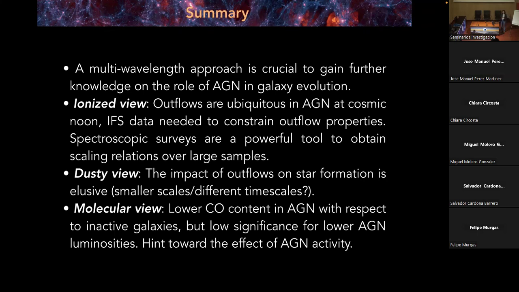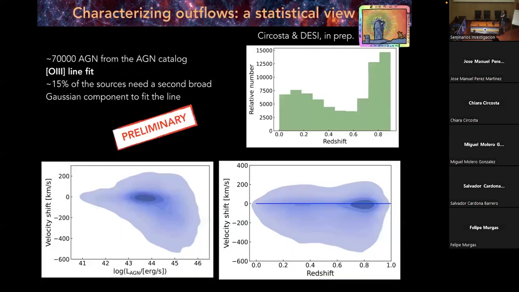Okay. Yes. And my second question is a curiosity. One of the last plots you showed there, the green one, with the distribution of the AGN with redshift.